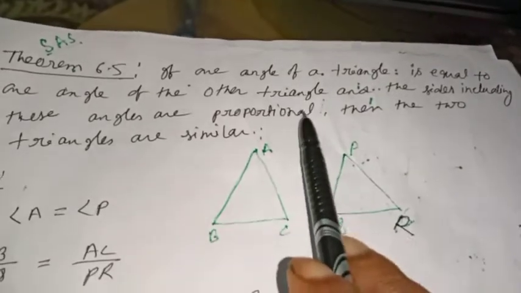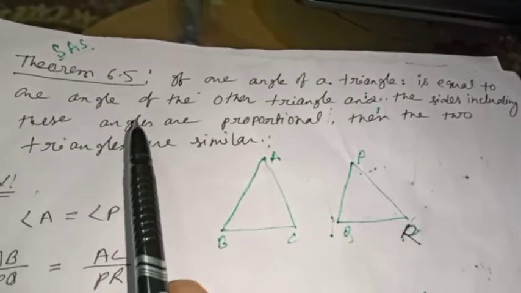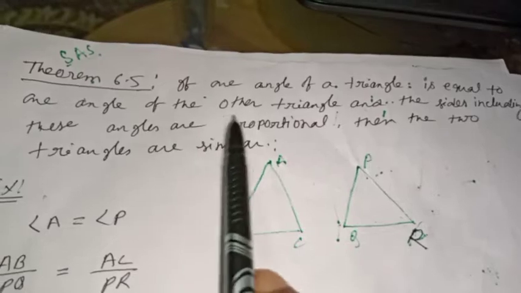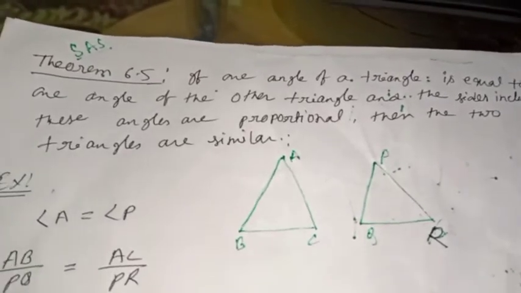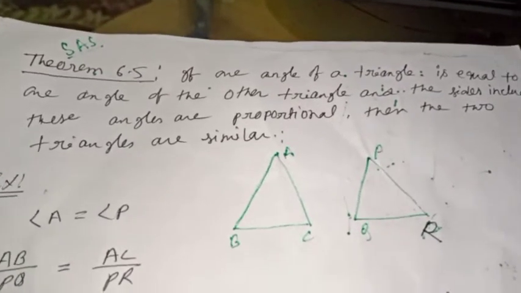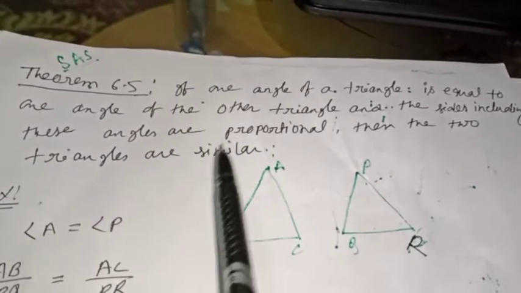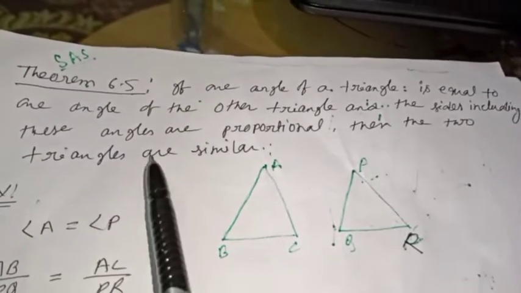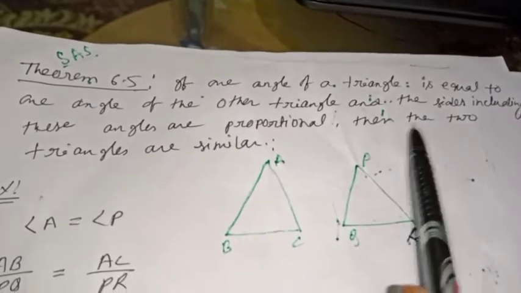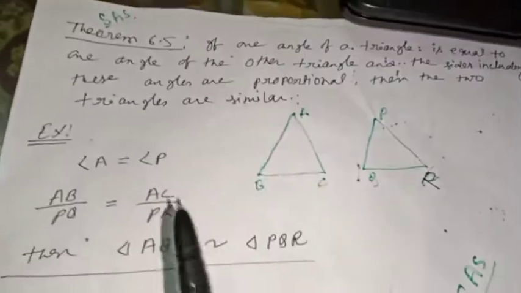If one angle of a triangle is equal to one angle of the other triangle, means only one angle. One angle of a triangle is equal to one angle of the other triangle, and the sides including these angles are proportional, then the two triangles are similar. Okay, I'll give you an example.